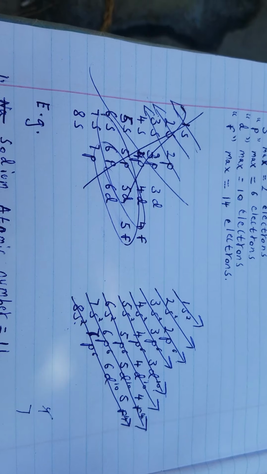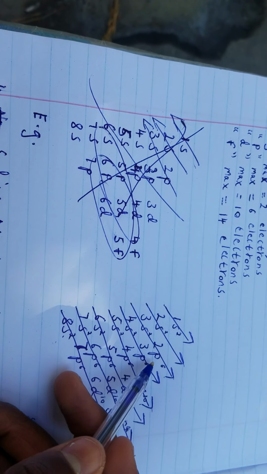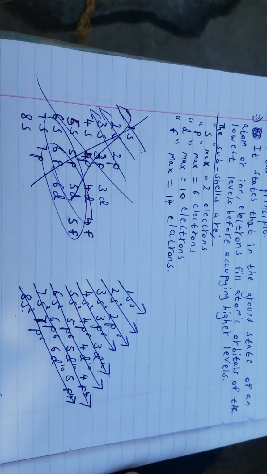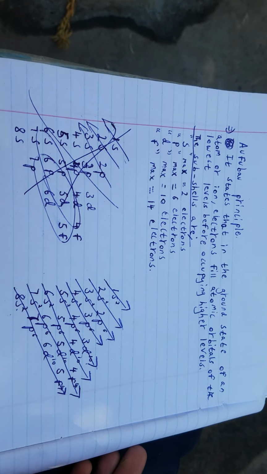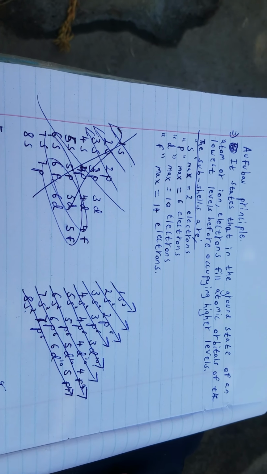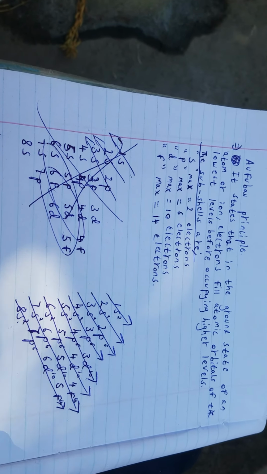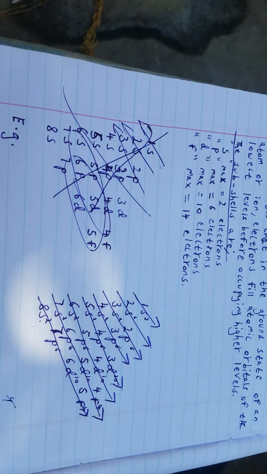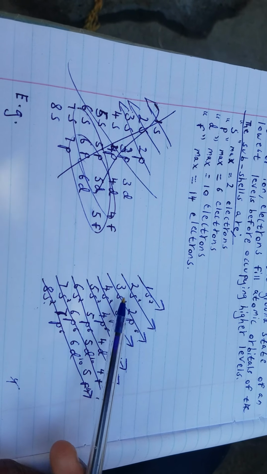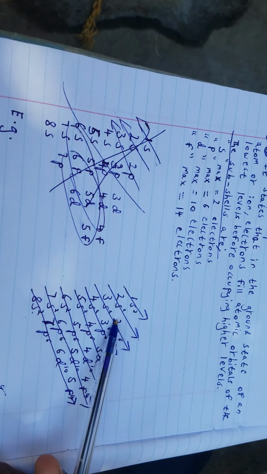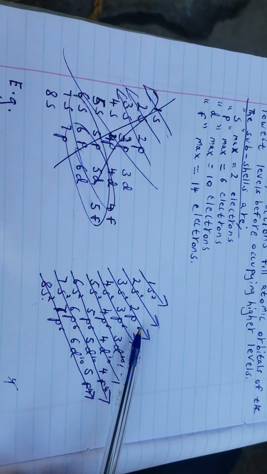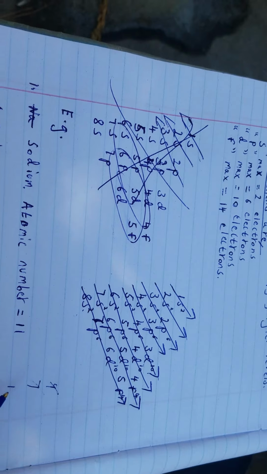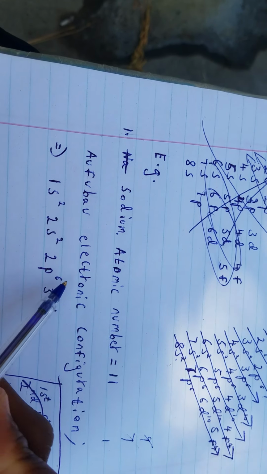Next subshell to get filled is the P subshell under the second shell. Just for convenience's sake, I'm calling them subshells, but they are also called orbitals. That's the other name. The next subshell to be filled is the P subshell in the second shell, and it has 6. So 7 minus 6, we're left with 1 electron which we haven't placed.